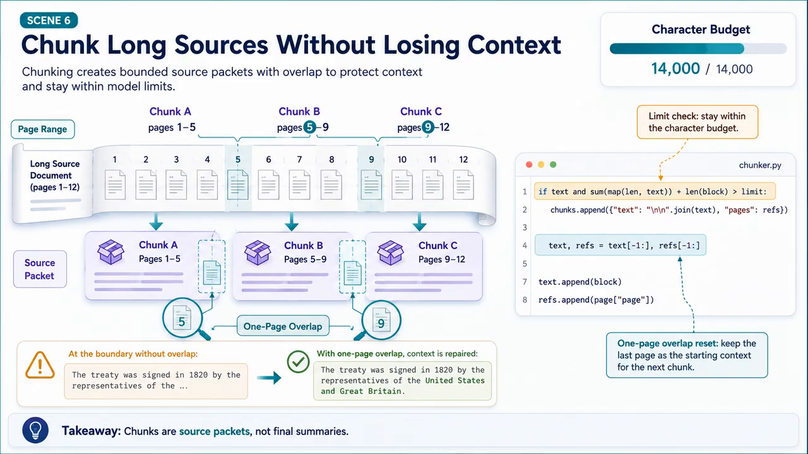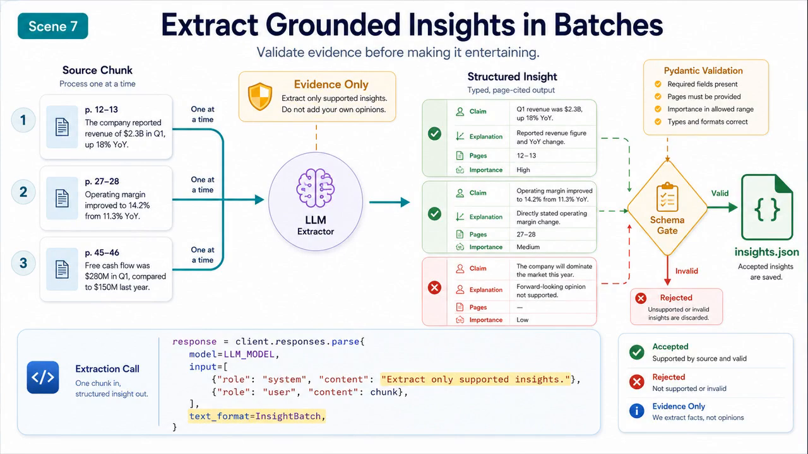Character-based chunking is intentionally simple for this tutorial. Token-aware chunking is a useful production upgrade. The output is not yet a summary, it is a controlled set of source packets ready for evidence extraction. This sets up the next important point, extract grounded insights in batches.